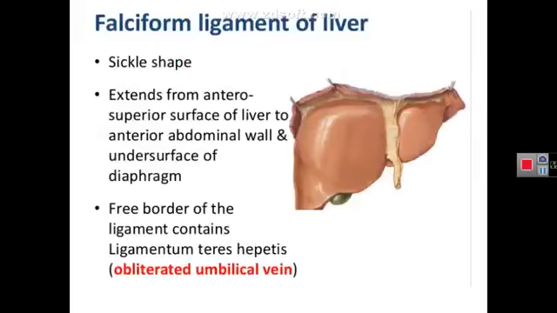So the falciform ligament is a sickle-shaped fold extending from the anterior superior surface of the liver to the anterior abdominal wall and the diaphragm. And this is the vein, which is obliterated at the lower border of the falciform ligament and is called the round ligament or ligamentum teres.